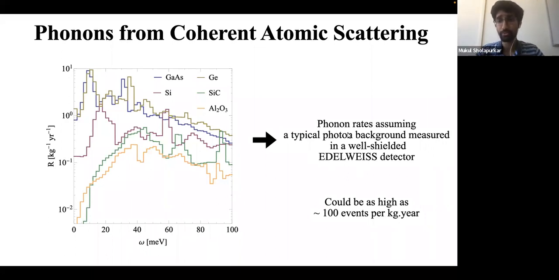So even in this very well shielded environment, this phonon background from the coherent atomic scattering of high energy photons could be as high as about 100 events per kilogram here, which is certainly not a small number. So of course, in all these searches, this background has to be carefully considered, analyzed, and mitigated, so that we can get sensitivities to these sub-MeV targets that we love.